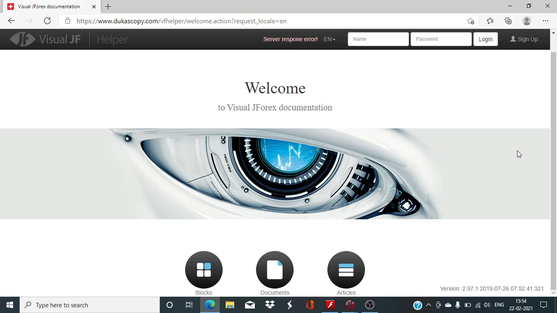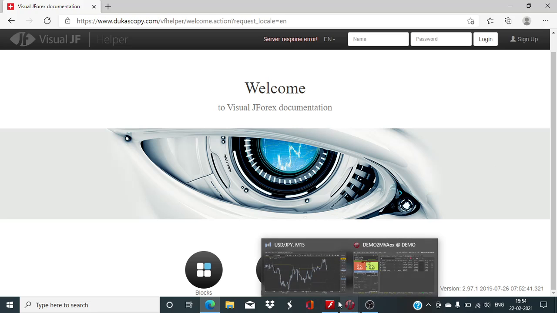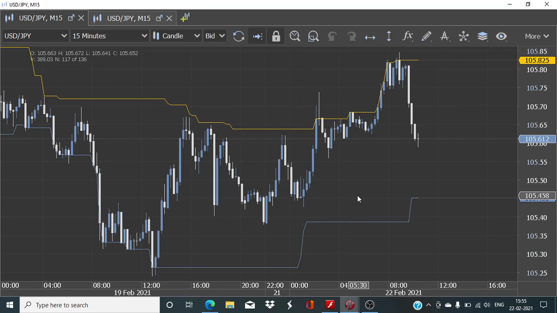In today's session of Visual Jforex, I will be continuing with the demonstration of the algorithm development using the indicator block named minimum maximum, which is short named as min max. This is simple to understand as the name suggests. We basically look at the minimum and the maximum value over a given period of time, and depending on the fresh breakout, we will be looking for the initiation of the trade.